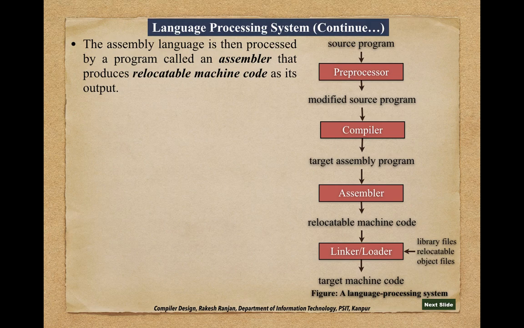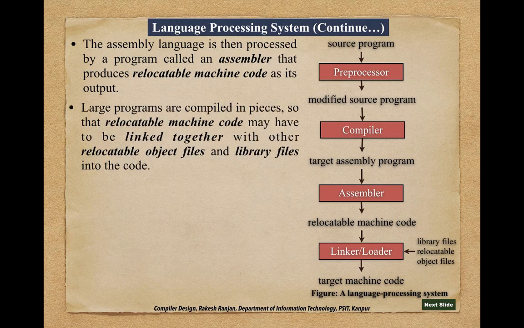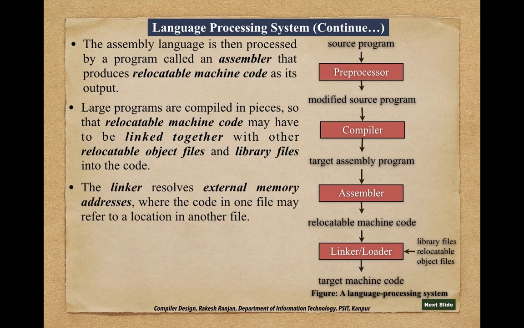Assembly language is then processed by a program known as the assembler. The assembler provides relocatable code, which may have to be linked together with other binary files or library files. The linker resolves the external memory addresses, where the code in one file may refer to a location in another file.